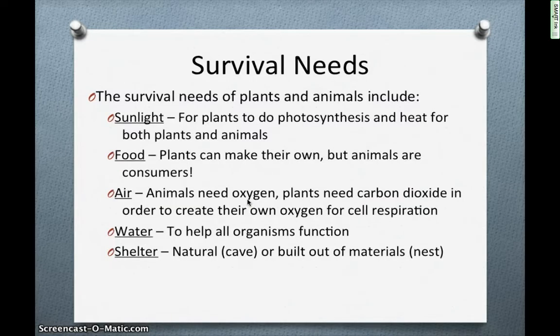So the basic survival needs include sunlight. Remember that plants need to do photosynthesis and they also need heat, as well as animals need heat. Food, so plants make their own food through that photosynthesis process, but animals need to eat the food, either from other plants or from other animals. Air, animals need oxygen. Remember that plants need carbon dioxide and oxygen, but carbon dioxide to create their own oxygen for cell respiration. Water, to help all organisms function, as well as shelter, which could either be something natural, like their natural habitat, or something built out of materials like a bird's nest.